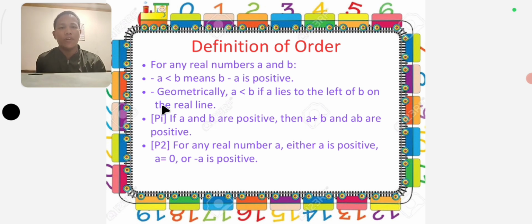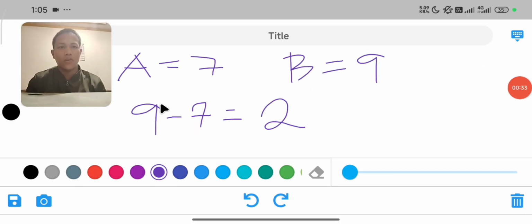By definition, for any real numbers a and b, if a is less than b, it means b minus a is a positive number. To understand that, we're going to have an example. If you look here, A is equal to 7 and B is equal to 9. If you subtract 7 from 9, the answer is 2, which is a positive number. So this definition is true for any real numbers A and B as long as A is less than B.